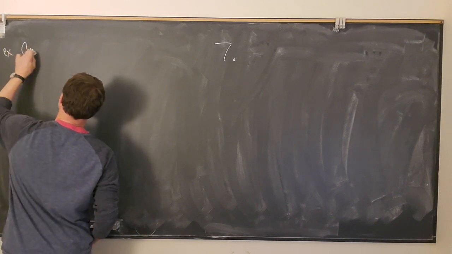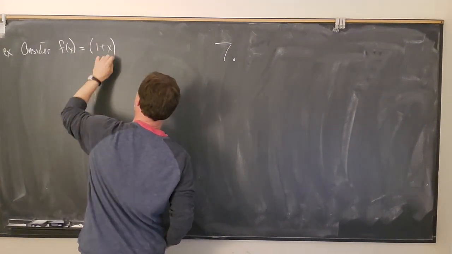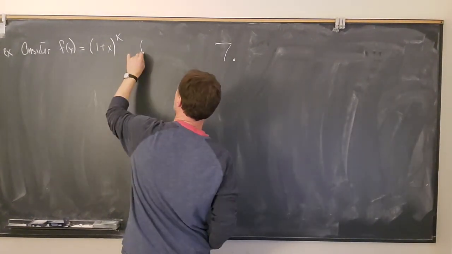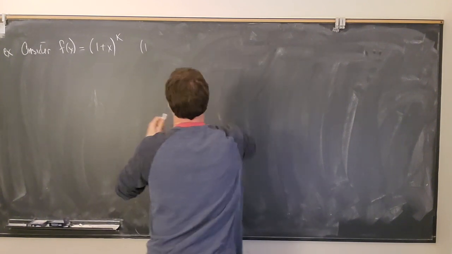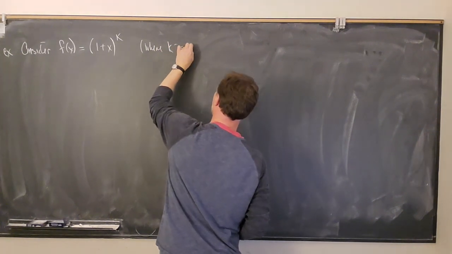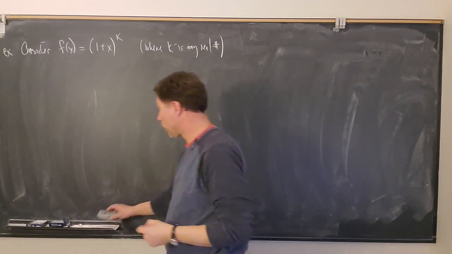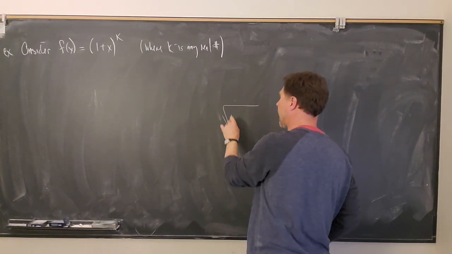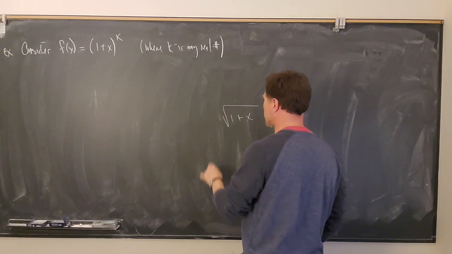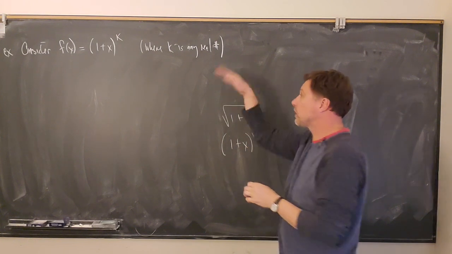So let's consider the function f of x equal to 1 plus x raised to the k, where k can be any real number, right? Doesn't have to be an integer, doesn't have to be a fraction or anything like that. So for example, if k is 1/2, then we would be looking at the square root of 1 plus x. But we could also do 1 plus x raised to the square root of 2. So any real number is legal here.